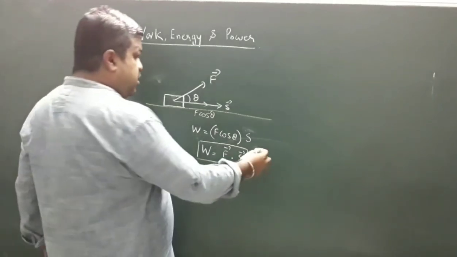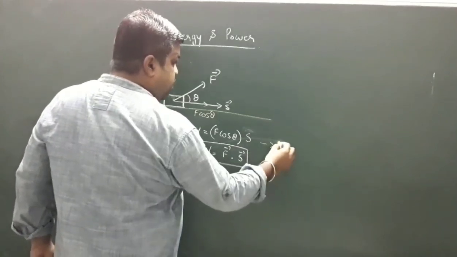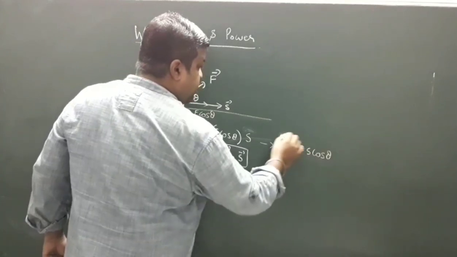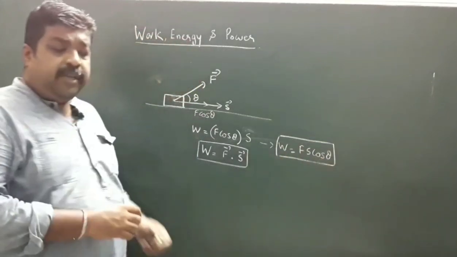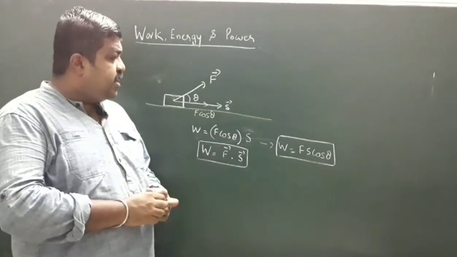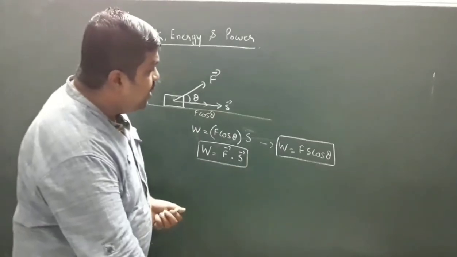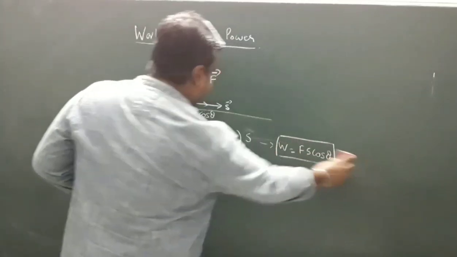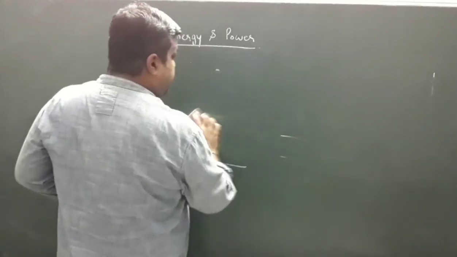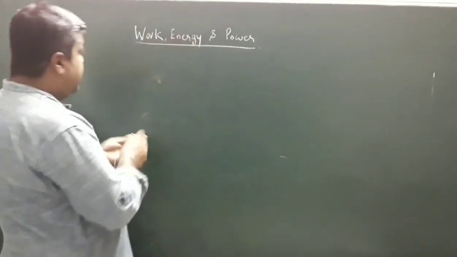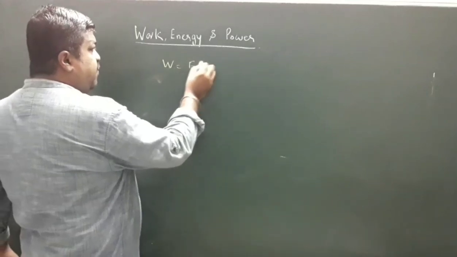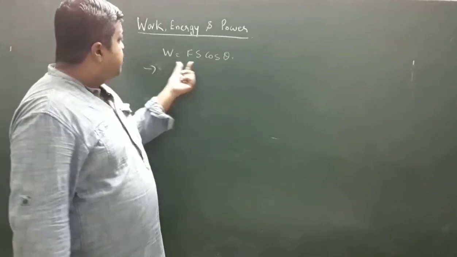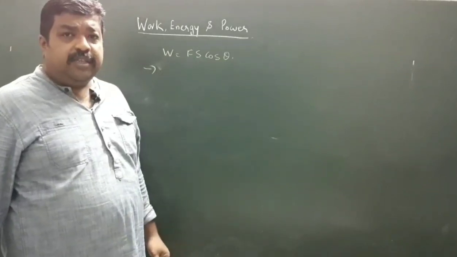Or I can write this as W is equal to Fs cos theta. Now there are implications for this result. What are those implications? So we have W is equal to Fs cos theta.